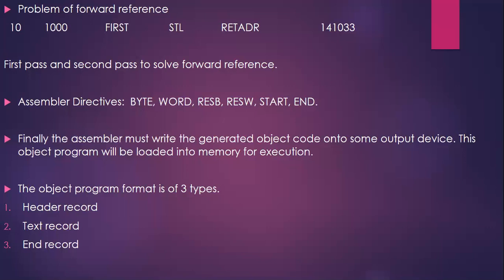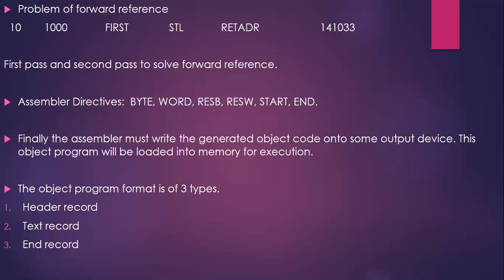Then START and END are the two indications of where the program is beginning and where exactly the program is terminating. Finally, the assembler must write the generated object code onto some output device. This object program will be loaded into memory for execution. Now we'll see what exactly an object program is and how it looks.